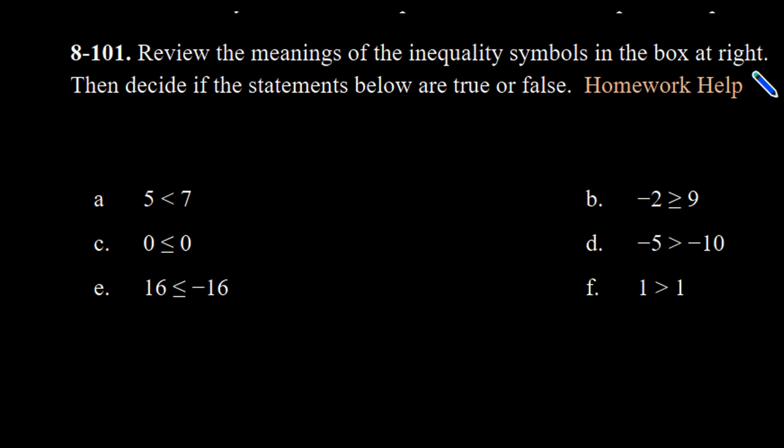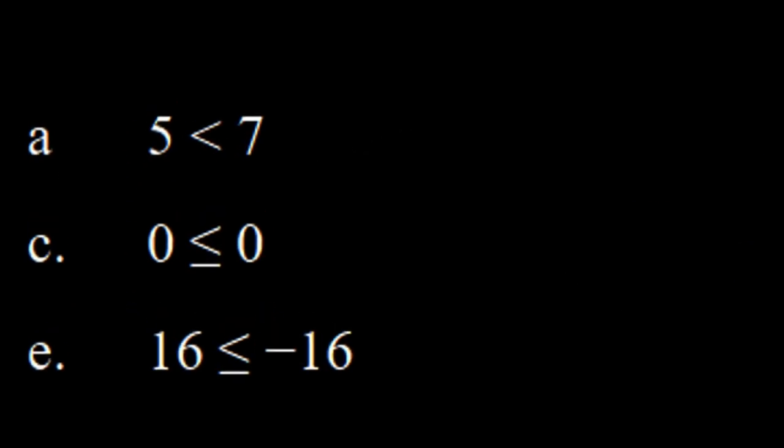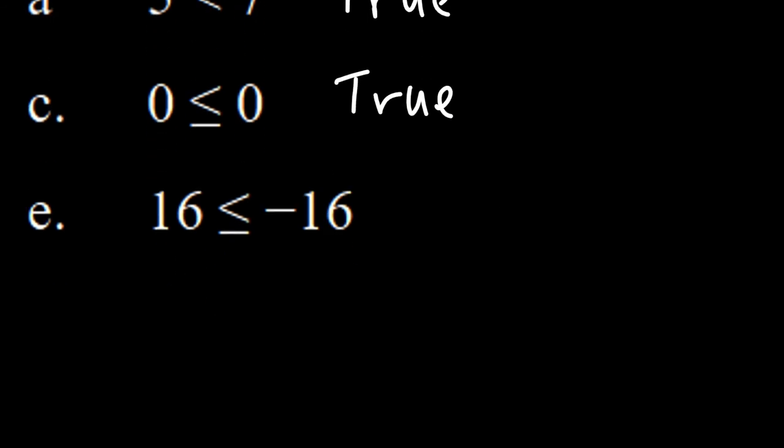Now what am I supposed to do? It says then decide if the statements below are true or false. 5 is less than 7. That is true. How about this? 0 is less than or equal to 0. That is also true. 16 is less than or equal to negative 16. No. 16 is greater. This is false.